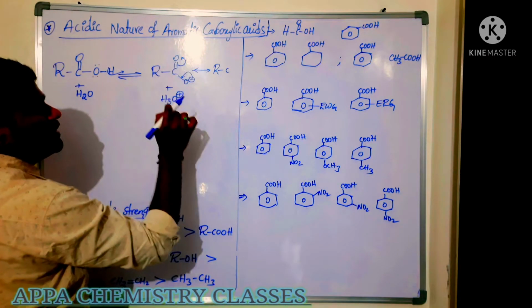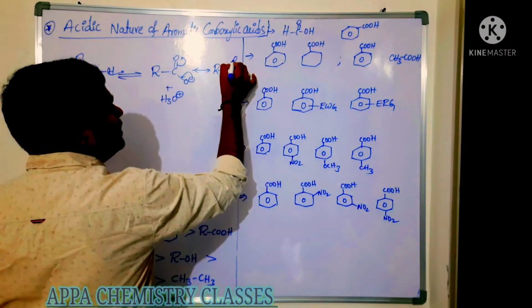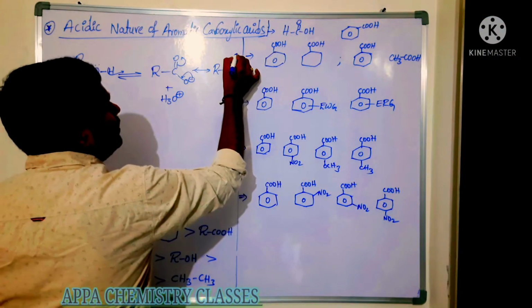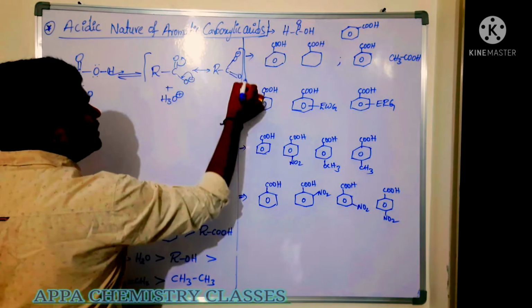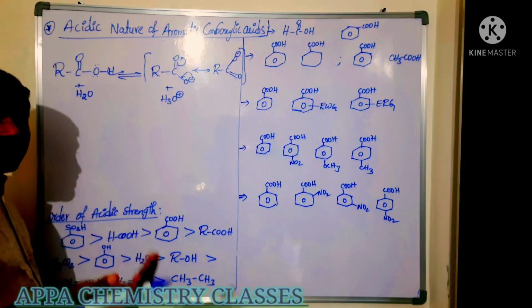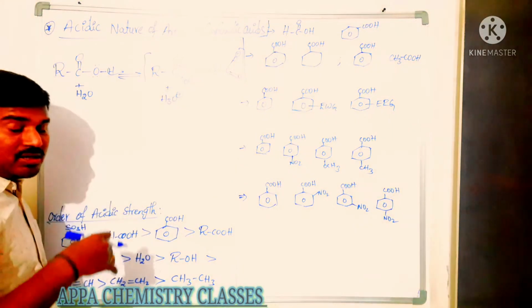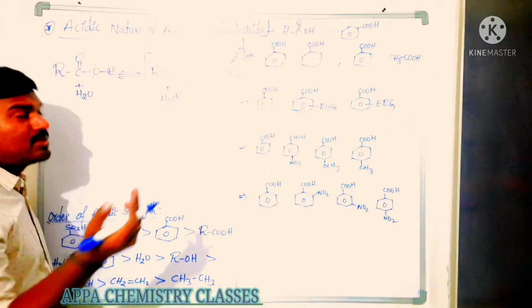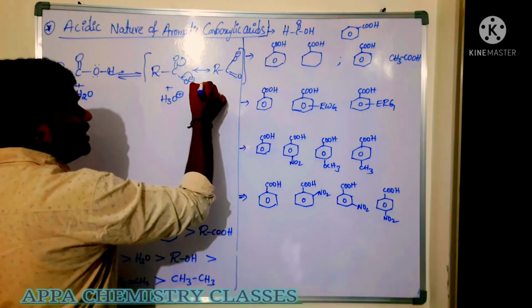It is stabilized by internal resonance. Within the molecule, the resonance stabilization is taking place. So here it is getting the negative charge. These two are resonating structures of the carboxylate ion. But whereas if you take alcohols, such types of resonating structures are not there. Okay, so in this case, what can we write?